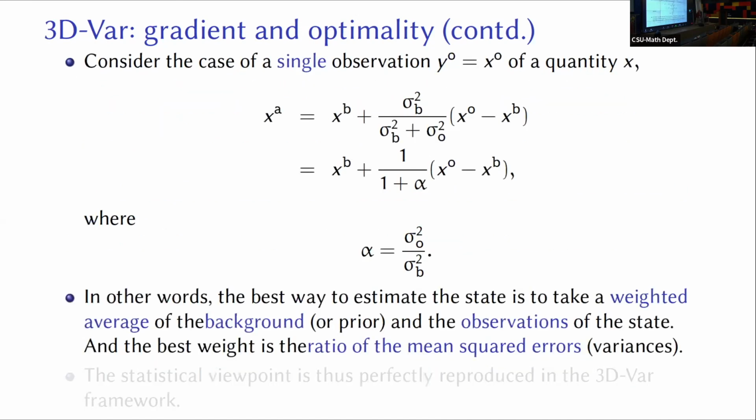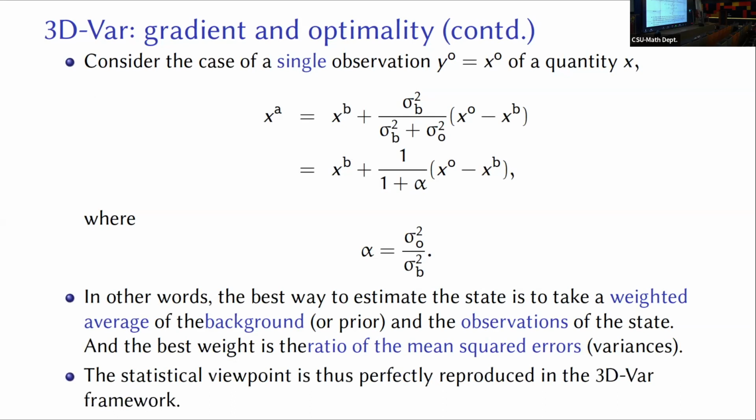I won't do it again, but I just put it in. We've seen this before. This is exactly the same as what we saw on the second day, which says that the best way to estimate the state is to take a weighted average of the background, sometimes called the prior, and the observations of the state. And the best weight is the ratio of the mean squared errors or the ratio of the variances.